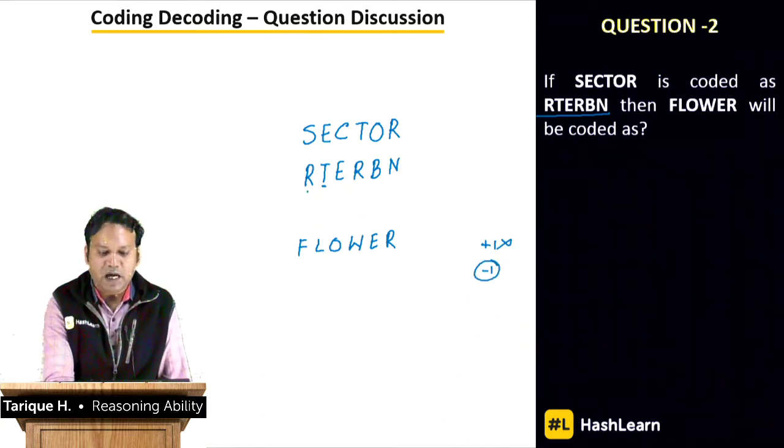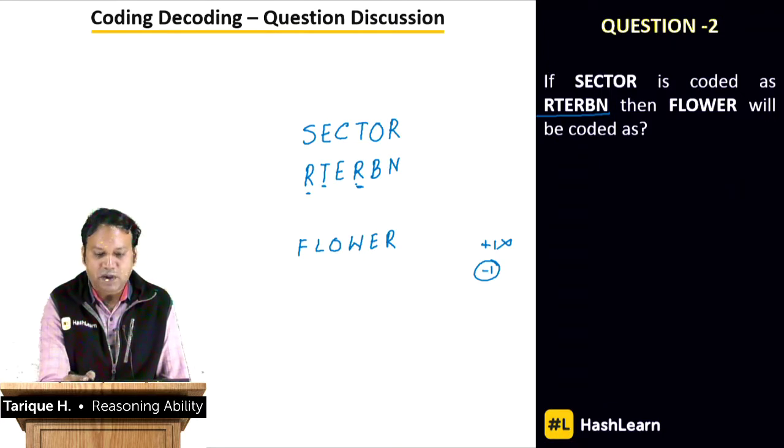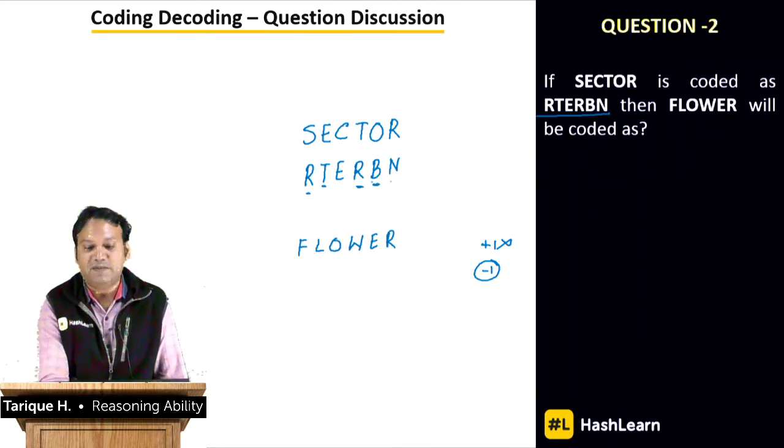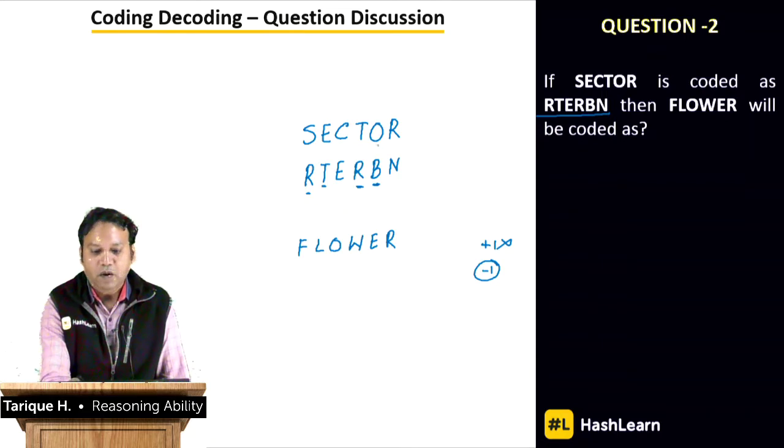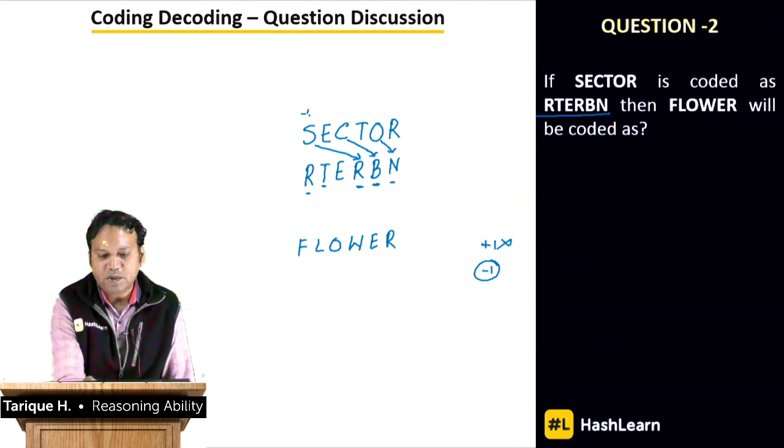S minus 1 is R, so we see one R at this position and one R at this position. Okay, next is E minus 1 is D, we don't see a D. C minus 1 is B, we see a B here. T minus 1 is S, we don't have an S. O minus 1 is N, so we see an N here. So what we see is that the letter S, the letter C and the letter O have been shifted backwards by minus 1.